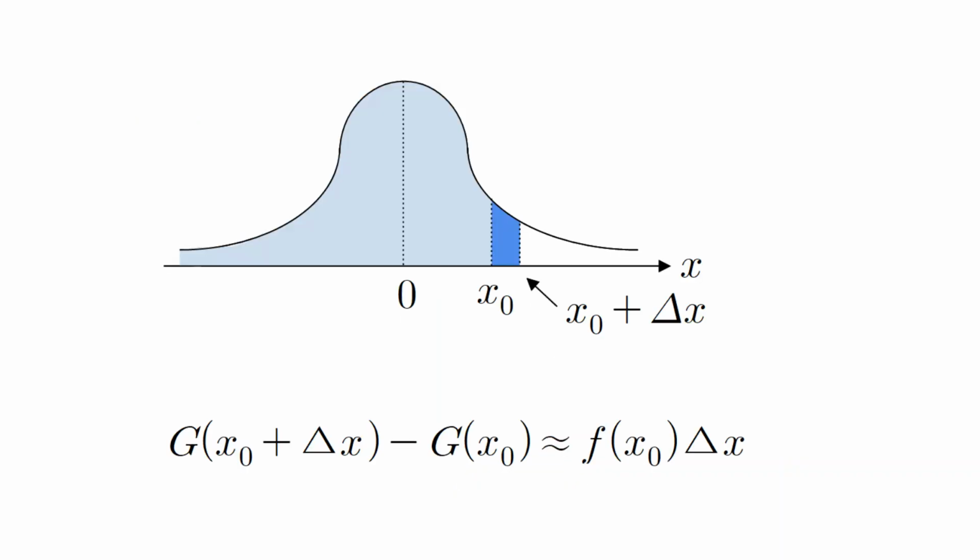In the figure, the probability that the random variable x is less than or equal to x0 is the area under the probability distribution curve to the left of x0. Let's denote this probability as g(x0). When the value of x increases slightly from x0 by delta x, the probability increases by approximately the area of f(x0) multiplied by delta x. In other words, g(x0 + delta x) minus g(x0) is approximately equal to f(x0) times delta x.